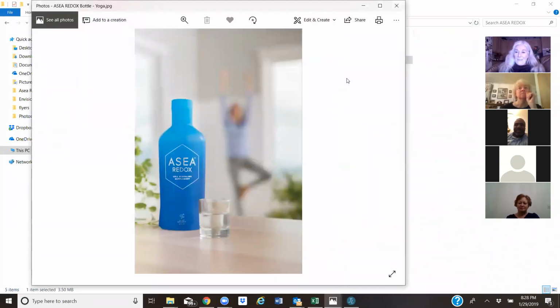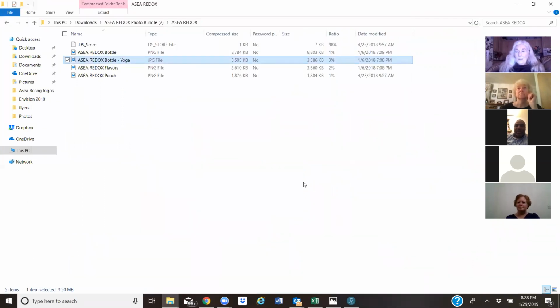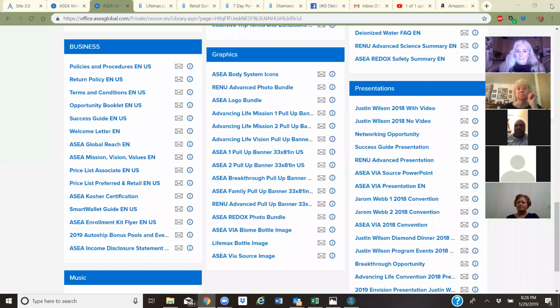So again, they have a lot of things that you can use. And if you like any of these images, again, I don't put ASEA on my business cards, because I don't want them to Google ahead of time. But if you want to put it on your cards, that's fine.